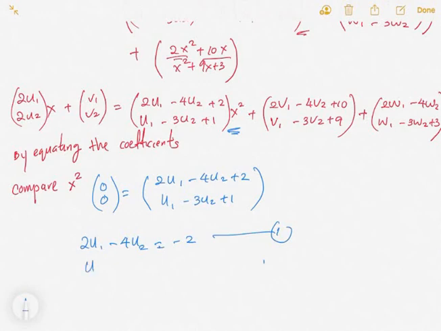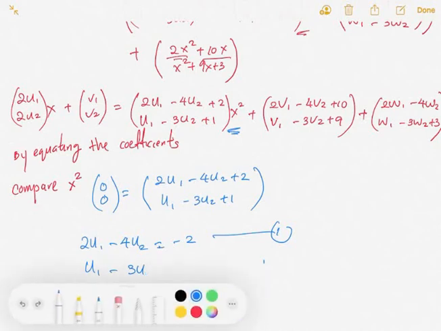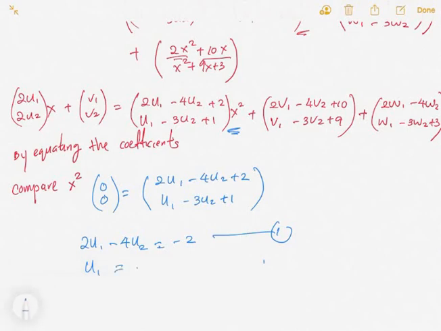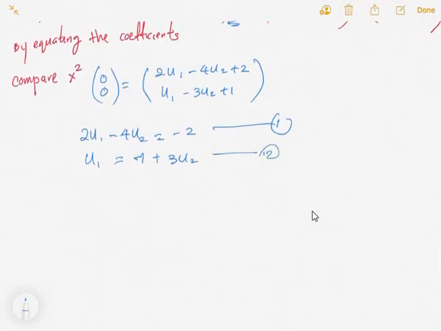And then equation number 2 is u1 minus 3u2. I just assume u1 is equal to negative 1 plus 3u2. So this is equation 2. Now let's insert equation 2 into equation 1, and then you get 2u1, so you have negative 1 plus 3u2 minus 4u2 equal to negative 2.